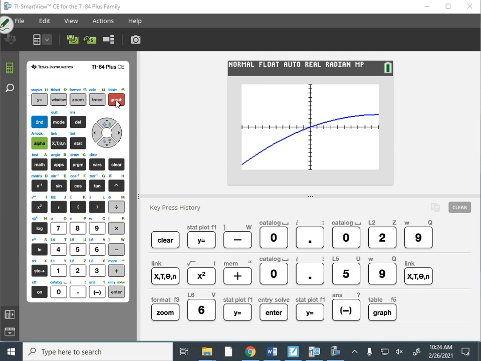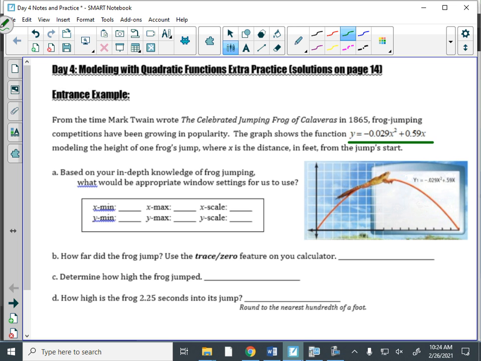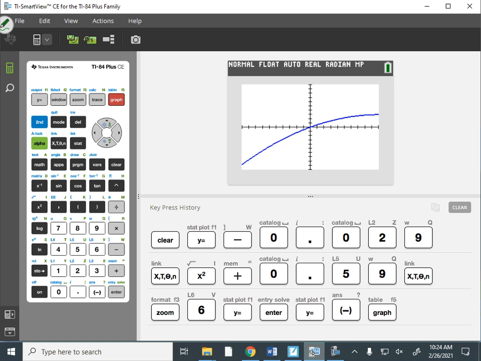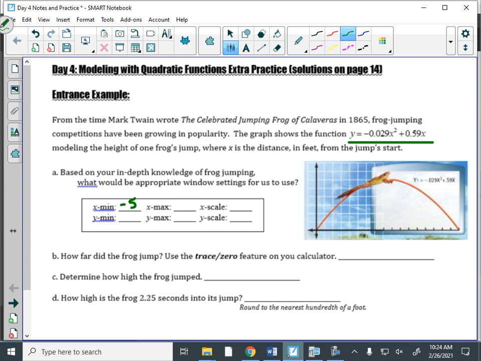So looking at our initial graph, our x-min is somewhere around 0. I would go maybe a little bit past 0 just to get a good window, but if you put 0, that's fine. The x-max is where the frog lands. So clearly it's going further than 10. So I would say maybe around 20, 25. We'll say 25, and we'll go by 5s.